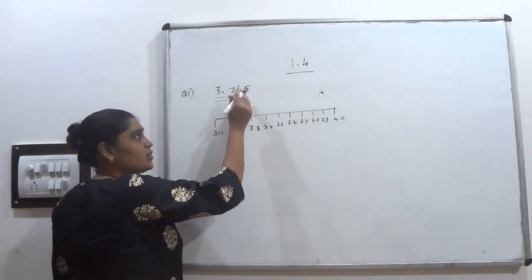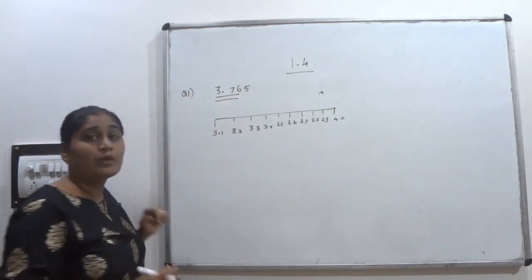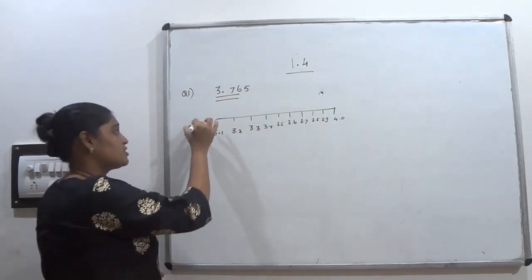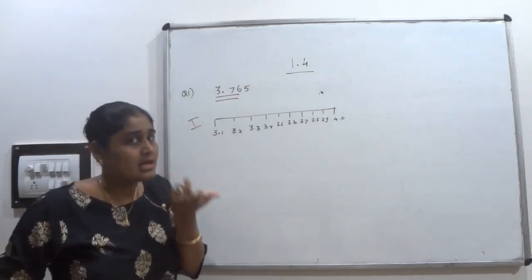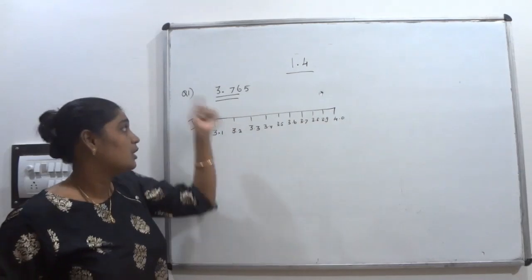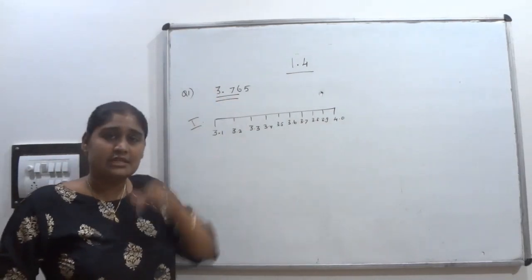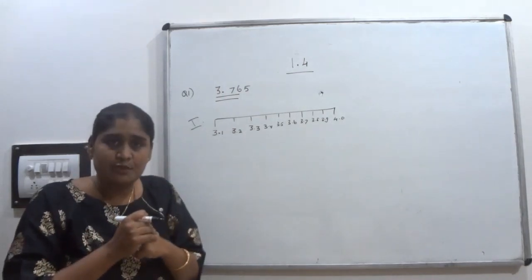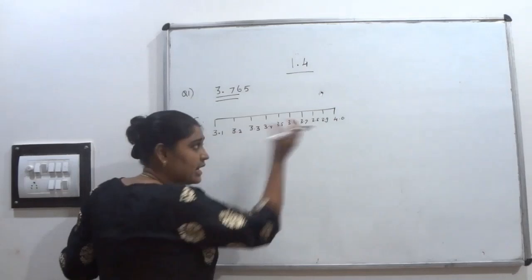Now, two decimal places you have to take, that is 3.76. This is your first step. I have to tell where 3.7 lies. It is between 3 and 4. Then I have shown. Then the next decimal place I have to take, that is 3.76. 3.76 will lie between 3.7 and 3.8. So that place I have to zoom up.